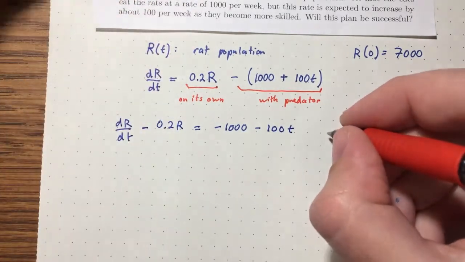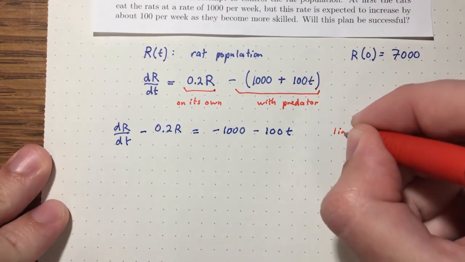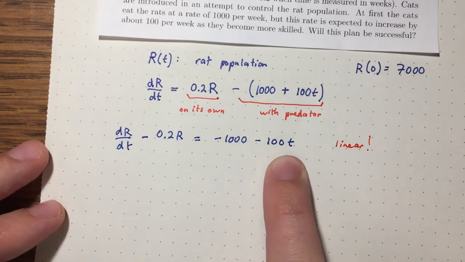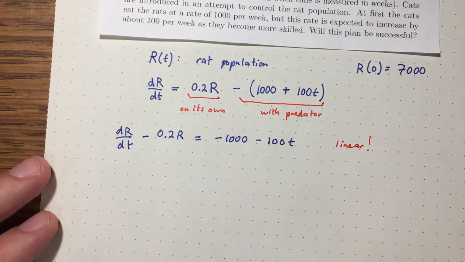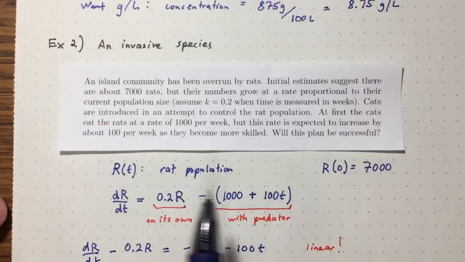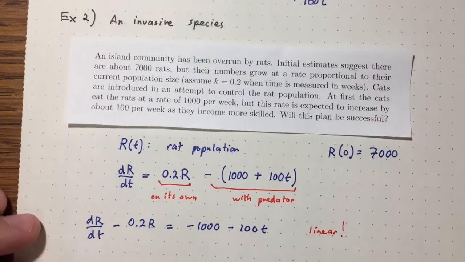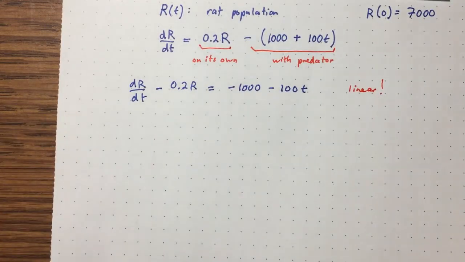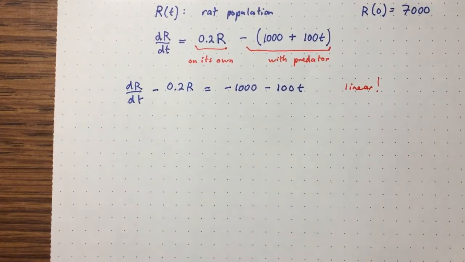So this is a linear differential equation again. And notice the dependence on t here, right? That's interesting. That's because they're getting more skilled as time goes on. So it depends what time we're looking at. They'll be better if we look at it long into the future. Okay, so let's try to solve this one.